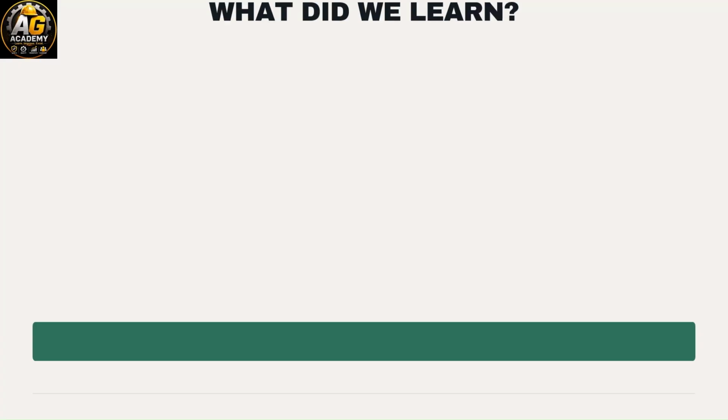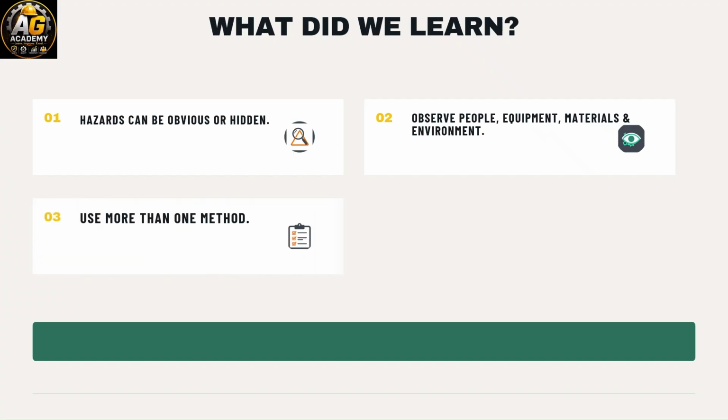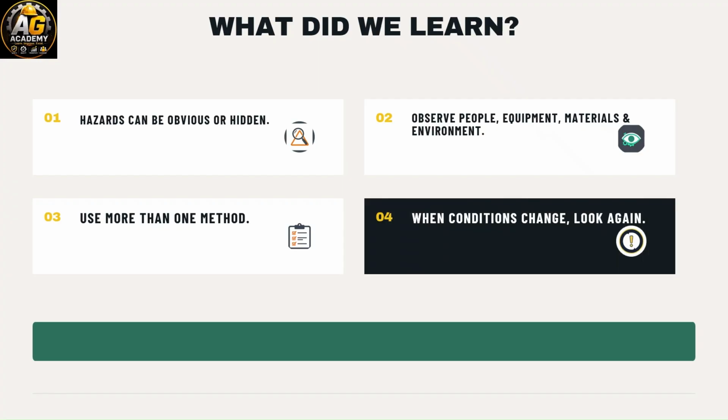Let's recap. Hazards can be obvious or hidden. Observe people, equipment, materials, and the environment. Use more than one identification method. And when conditions change, look again. Remember, stop, look, ask, identify.